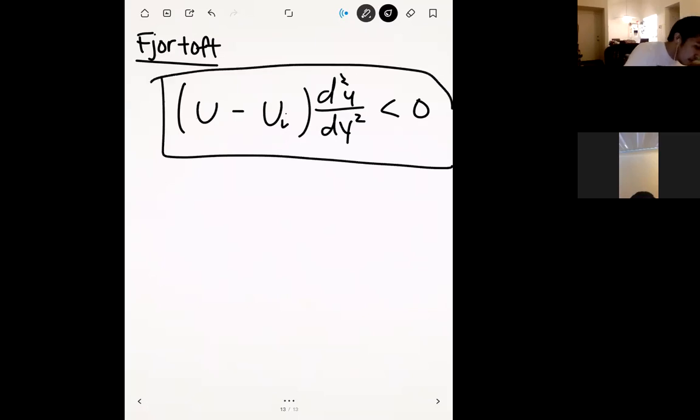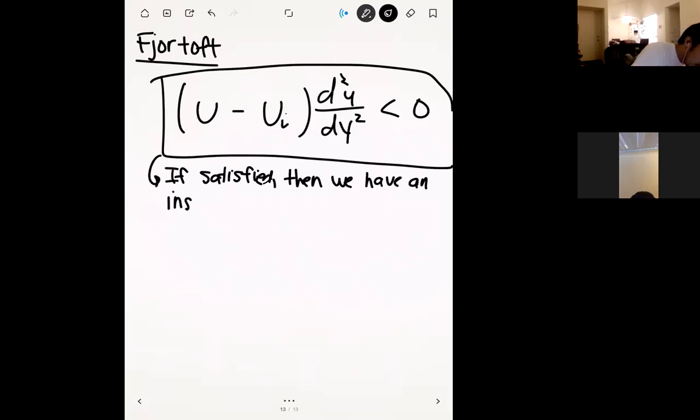So if this is satisfied, then we have an instability. And so let's label each of the different parts of this formula here. So first we have U. This U right here is just our general velocity distribution.